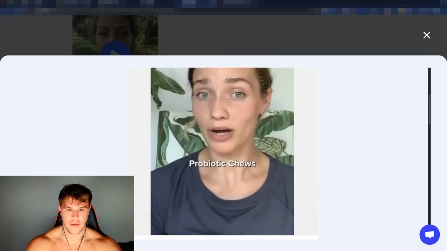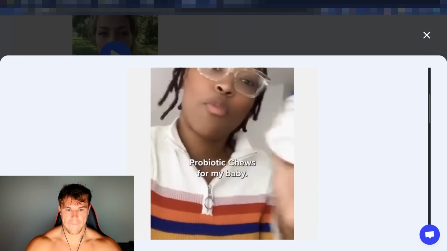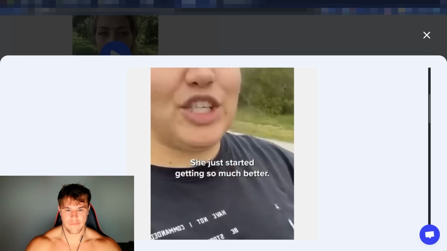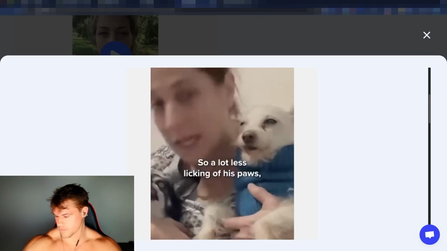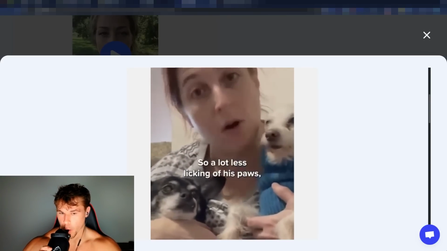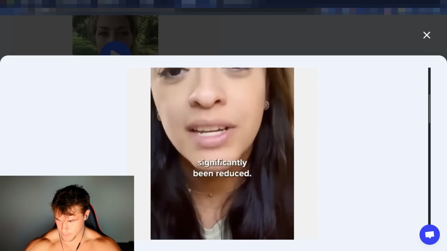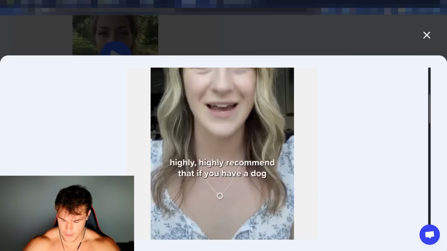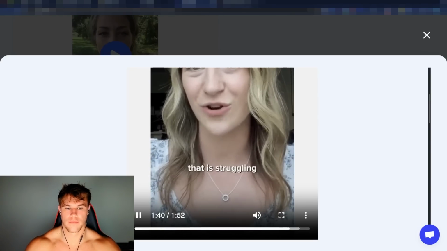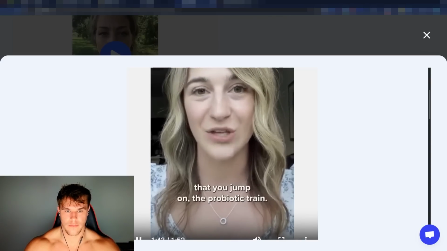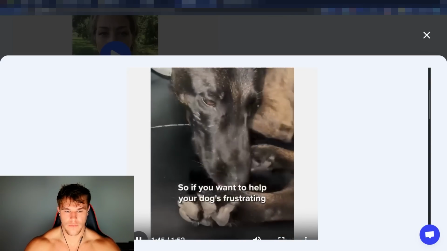Right here. Probiotic chew for my baby. She just started getting so much better. So a lot less licking of his paws. The itching and the scratching have significantly been reduced. I would highly, highly recommend that if you have a dog that is struggling with any of those kind of things, that you jump on the probiotic train. So if you want to help your dog.